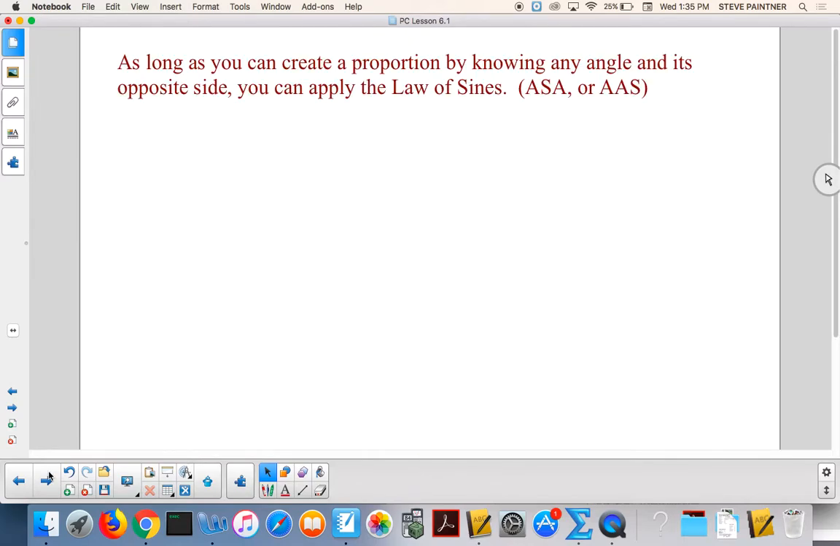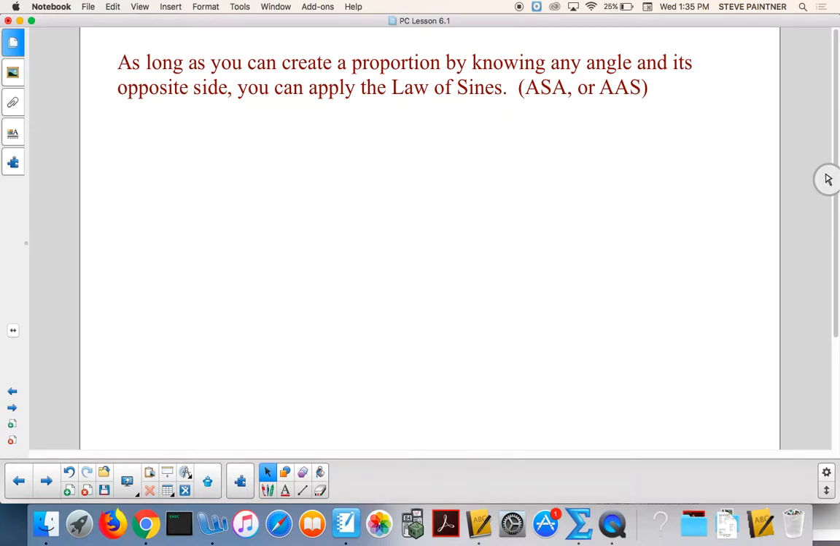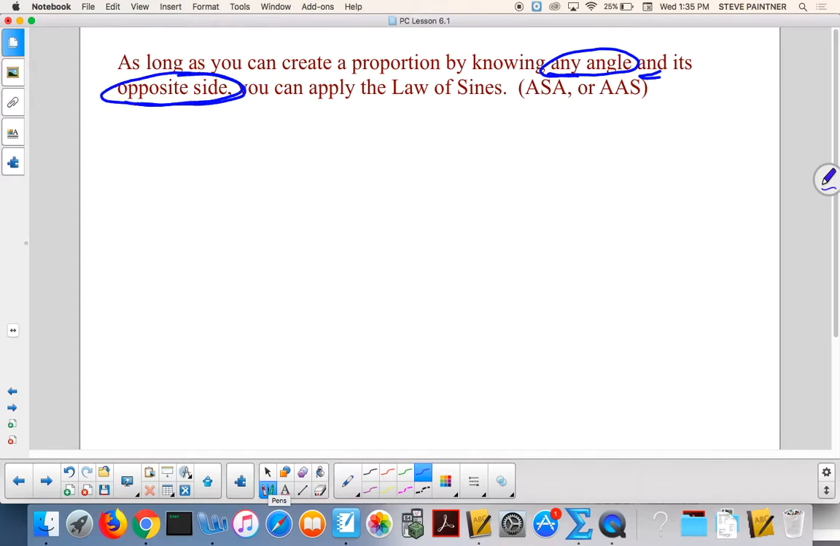Okay, here's a quick comment. As long as you can create a proportion by knowing any angle, and what else? Its opposite side. You can apply the law of sines. So they're trying to tell you this. That's what you were just given. You were given angle, side, angle. You were given angle, angle, side. And it was pretty easy, wasn't it?